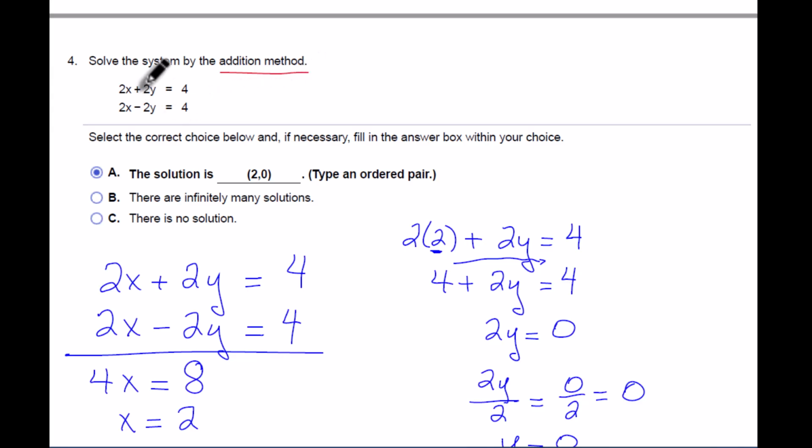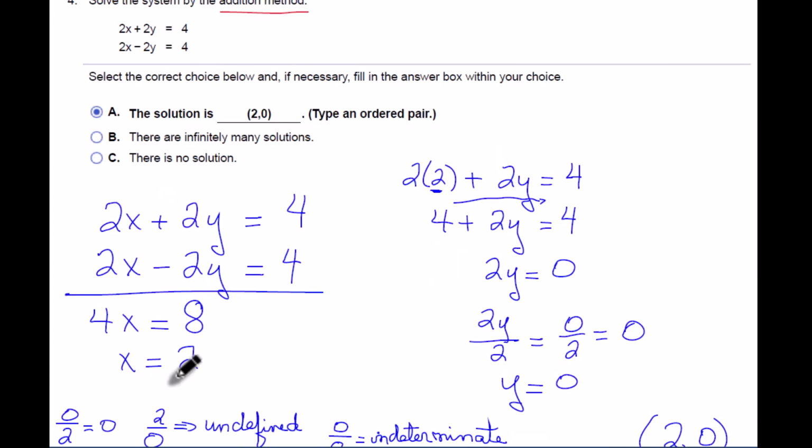So, can I just add them up? Let's see, 2 and 2 is 4. No, that won't cancel. But 2 and a minus 2 does cancel. All right, so add them up. I don't have to multiply by anything. So 2 and 2 is 4. 2 minus 2 cancels. 4 and 4 is 8. So 4x is 8, and I get x equals 2.